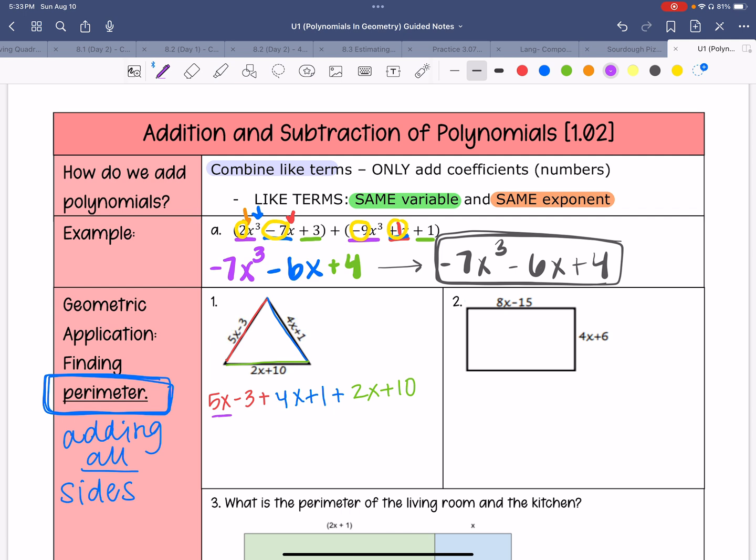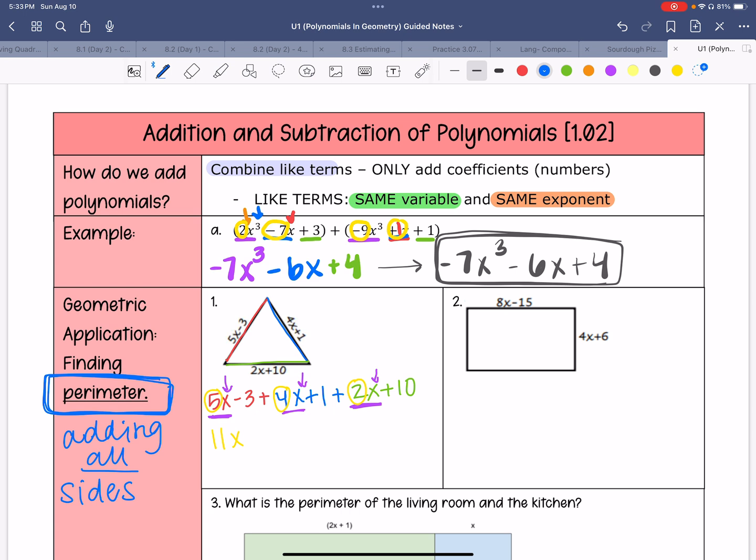So my first term is a 5x. I'm looking for other x terms. Remember, same variable, same exponent. So I notice that I have 5x, 4x, and 2x, which are all going to be alike. Now that I know my like terms, I am only adding their coefficients. So 5 plus 4 plus 2 is going to give me 11, and the x will stay the same.